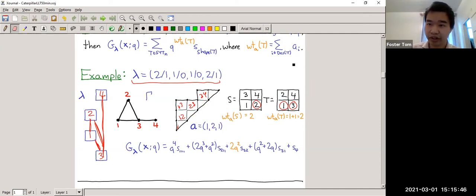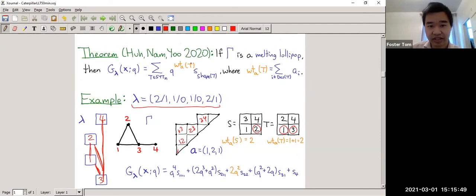And this theorem of He, Nam, and Yu says that if this graph is a melting lollipop, and I think it's so cute, a lollipop is a complete graph with a path coming off of it. A melting lollipop is where we can remove some of these edges if we like. So this example gamma here is indeed a lollipop.